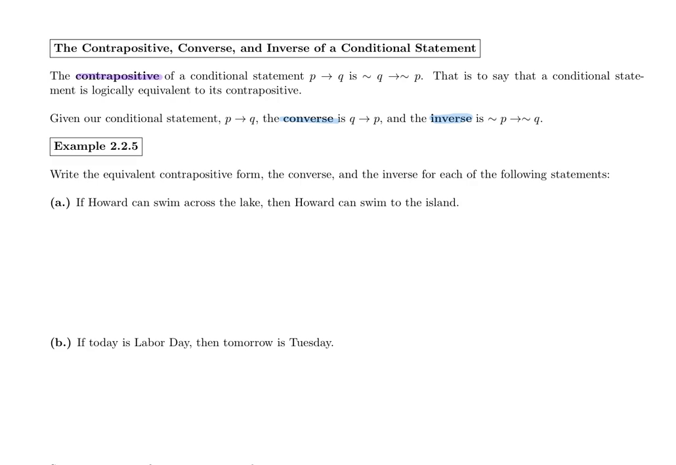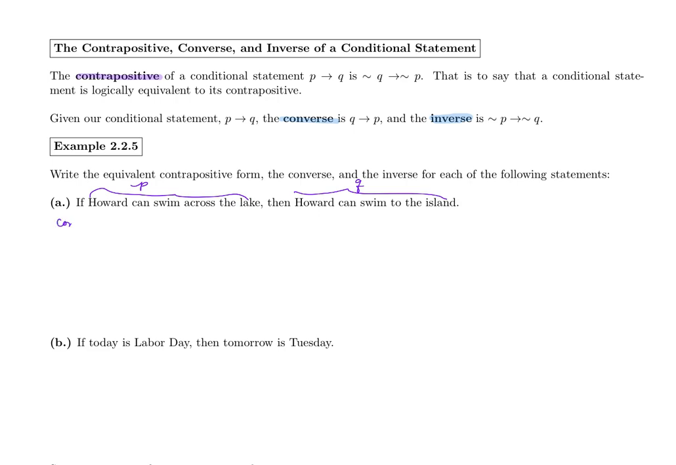So if Howard can swim across the lake, then Howard can swim to the island. So if P, then Q. Our P is Howard can swim across the lake. Our Q is Howard can swim to the island.